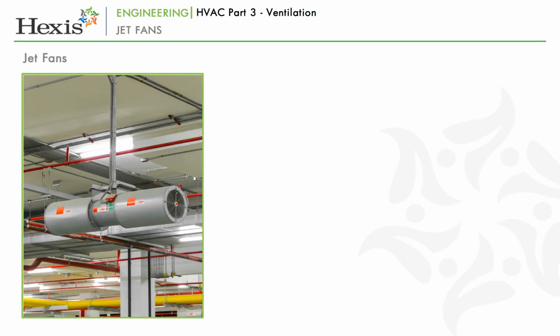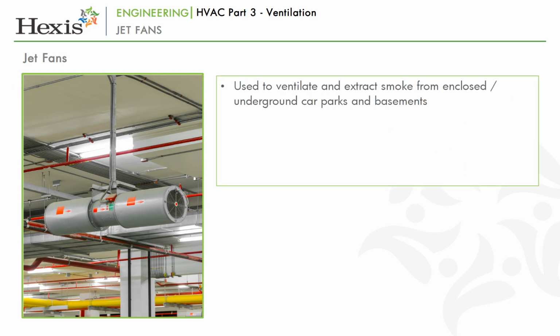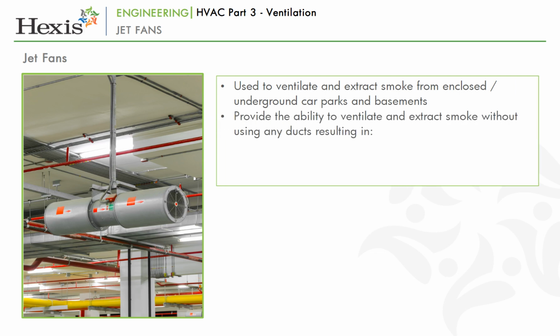Another type of fan used for the purpose of ventilation in facilities is the jet fan. Let's learn more about them. Jet fans are used to ventilate and extract smoke from enclosed or underground car parks and basements. Jet fans provide the ability to ventilate and extract smoke without using any ducts, resulting in tremendous cost savings, power savings, and increased installation efficiency.